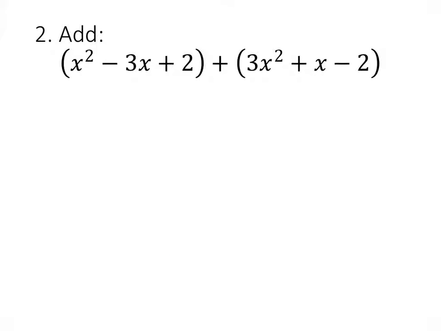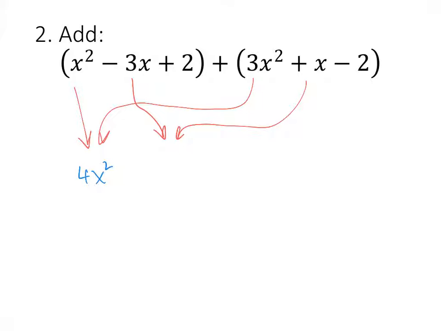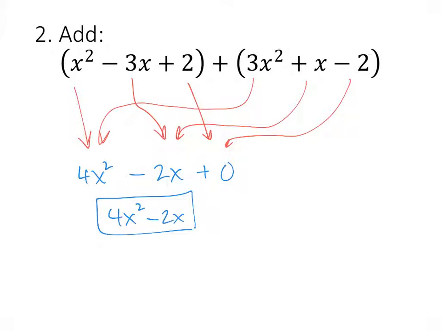Now we're doing some polynomial operations. So when we add two polynomials, all we do is collect like terms. So we have x squared and 3x squared, and so when we add those together, we get 4x squared. We have minus 3x and plus x. When we add those together, we get minus 2x. And finally, we have 2 plus minus 2. That gives us plus 0, but of course, typically we won't write that plus 0, so we'd write our final form as 4x squared minus 2x.